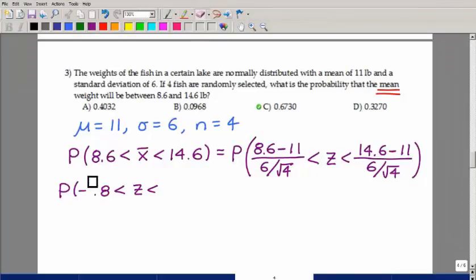So we can erase that one right there. I can leave it. I'll put the negative right here. Negative 0.8 to 1.2. So if you were using the chart, it would be the table value at 1.2 minus the table value at negative 0.8. You'd look those up, subtract the two. The answer has to be positive because it's a probability. It has to be between 0 and 1 also.